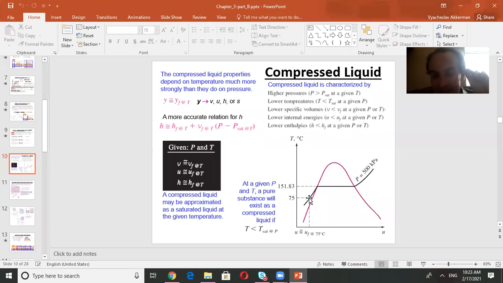And second, I don't approximate the state, I approximate properties. So this is still compressed liquid, okay? It still does not coexist with vapor. If I put vapor inside, the vapor will condense immediately. I just approximate a property of the compressed liquid by that of saturated liquid. Do you understand me now?